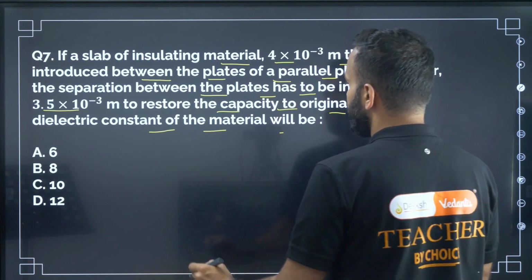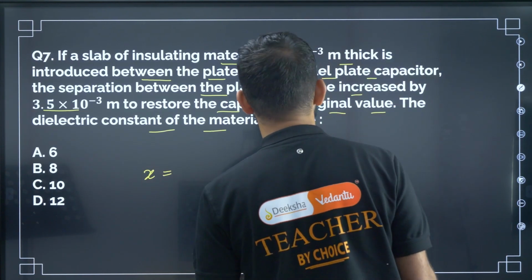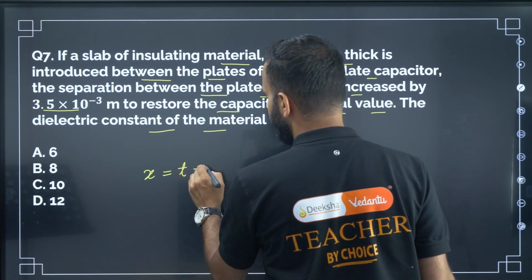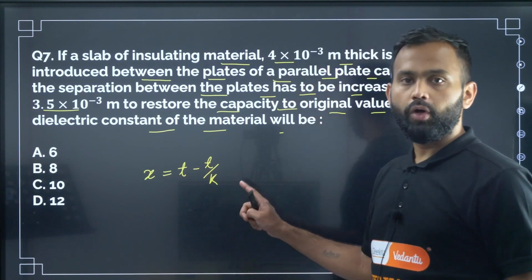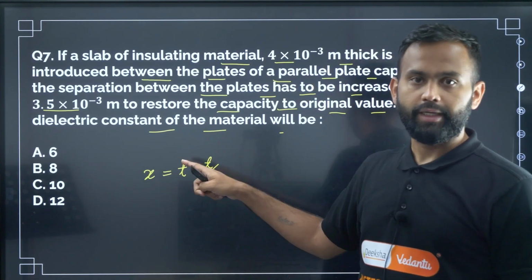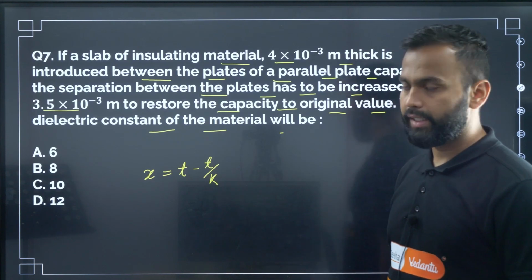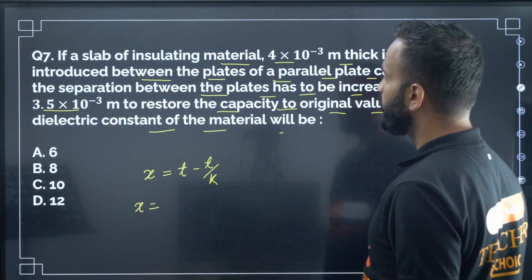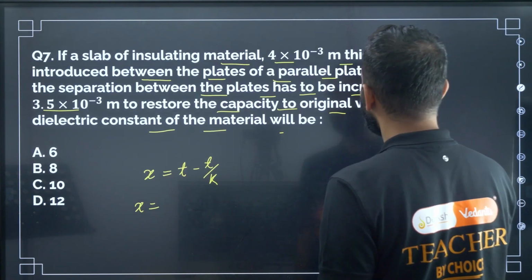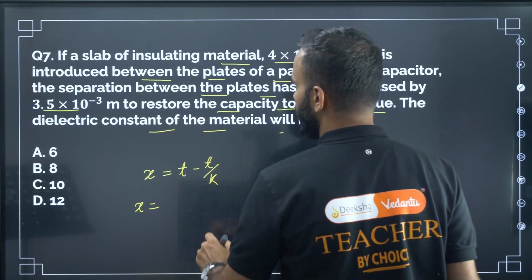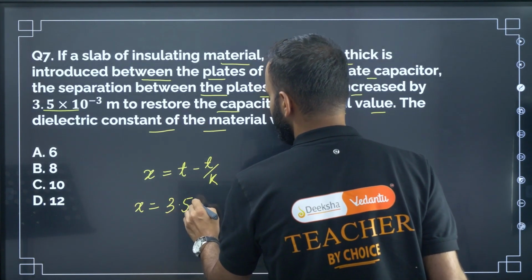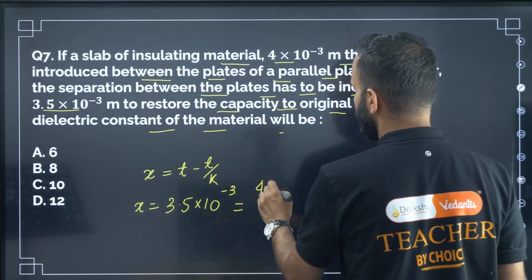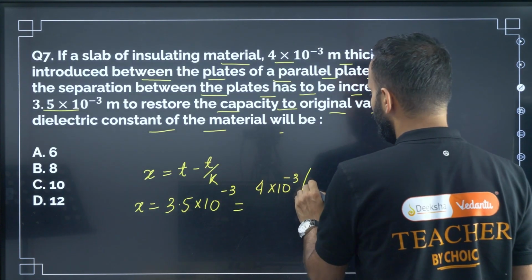We know that the increased separation x equal to t minus t by k. If you don't know how we got this formula, go through the derivation. In NCERT it is there, x equal to t minus t by k. What is the value of t? t is 4 into 10 to the power minus 3. What is the value of x? x is 3.5 into 10 to the power minus 3. So 3.5 into 10 to the power minus 3 equal to 4 into 10 to the power minus 3 into 1 minus 1 by k.